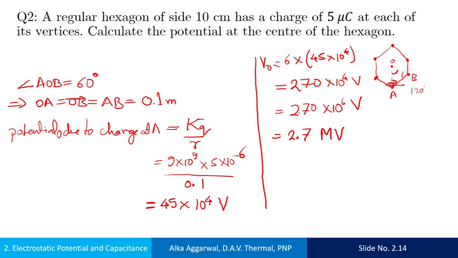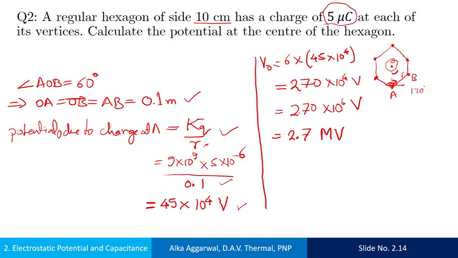It means it is an equilateral triangle whose all sides are equal. It means the distances OA, OB, OC, etc., all are 0.1 meter. Now the potential due to the charge at A at point O is equal to K into the charge upon the distance OA, which is represented by R. The value of the electrostatic constant is 9 into 10 to the power 9 Newton meter square per coulomb square. The value of the charge is given as 5 microcoulomb, so in place of micro, 10 to the power minus 6. Distance is 10 centimeter, which is converted into meter, and the answer is 45 into 10 to the power 4 volt.